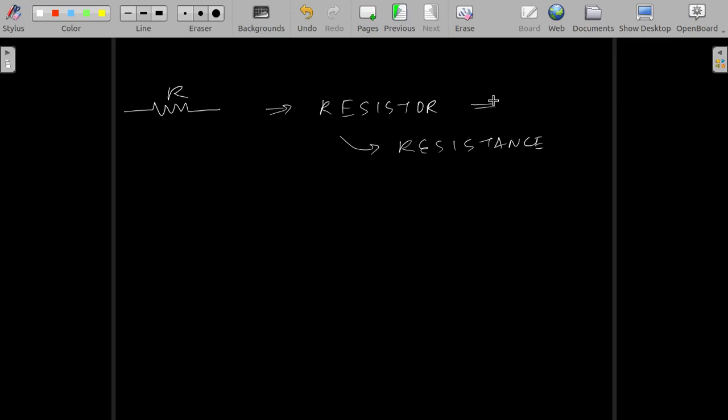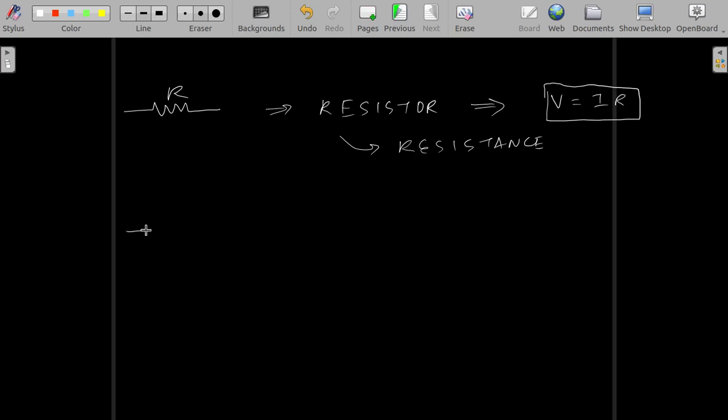And what is the relation between voltage and current for a resistor? It is V equal to IR, and I am sure you know what this is. We will come to that in a little while. Okay, so we have a resistor. This is the circuit symbol, and anything that shows resistance is called a resistor. This is the voltage and current relation.